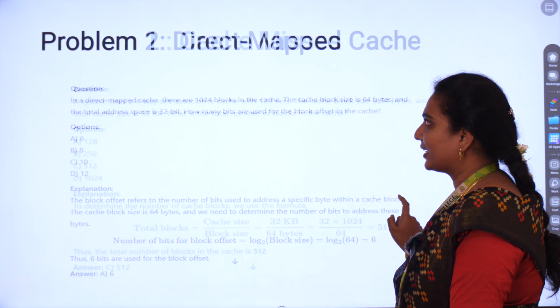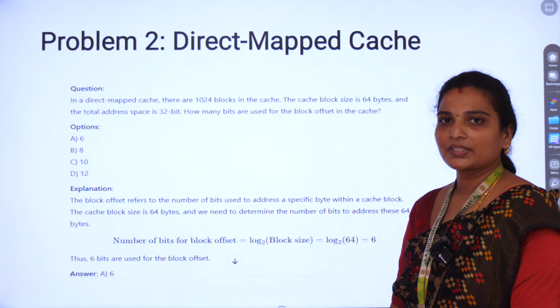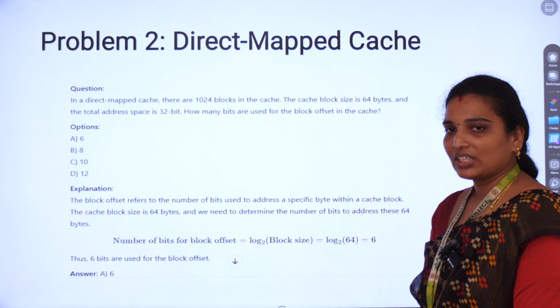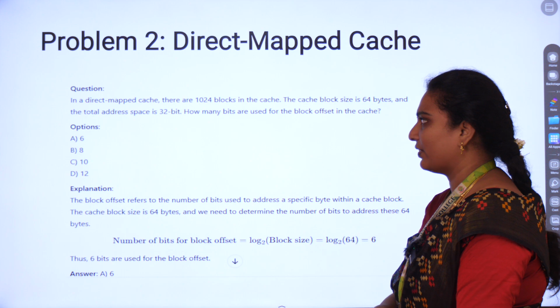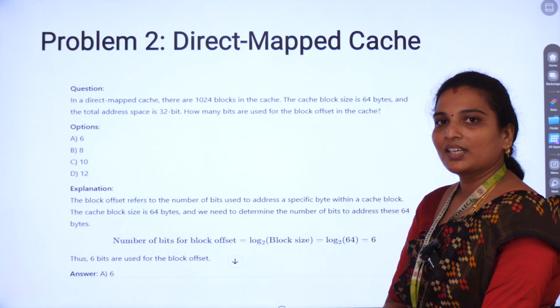Okay, let us see the next problem. The next problem is on direct mapped cache. Again, it is from the cache level of memory. Let us see the question.